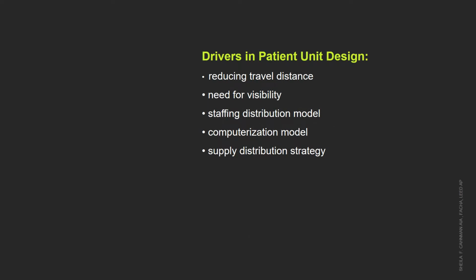So as we look at the drivers in patient unit design, one of the key elements is to try to make them as operationally efficient as possible. This is including reducing the travel distance to some of those support rooms that I just mentioned, the need for visibility of staff to patients, looking at the staffing distribution model, computerization model, how are staff going to chart, and then looking at how supplies will be distributed throughout the unit, as well as how then will soiled elements be removed from the unit.